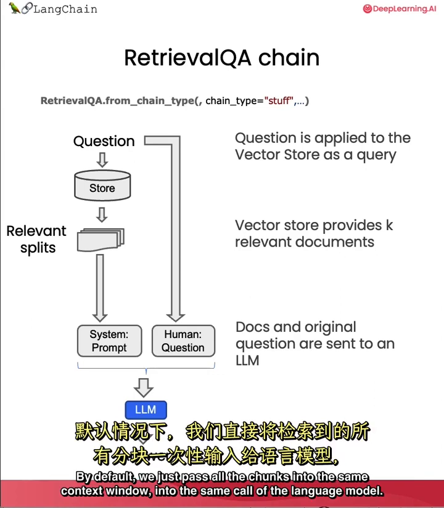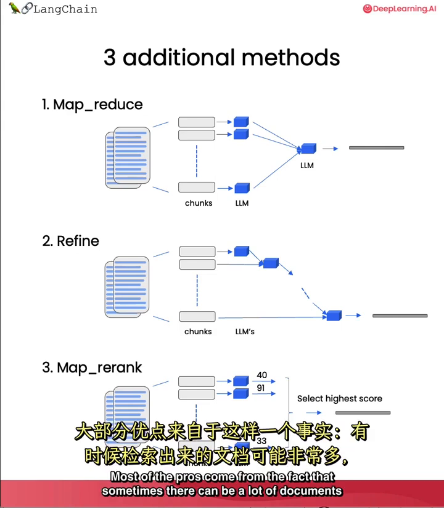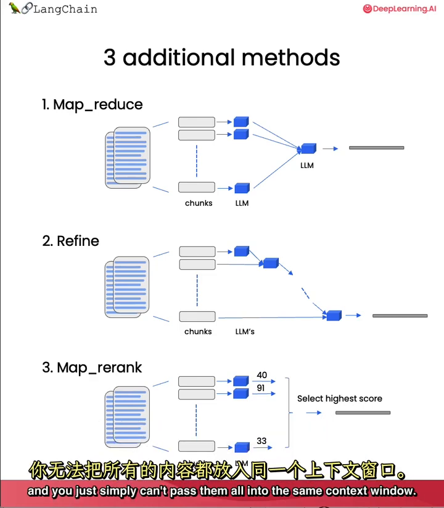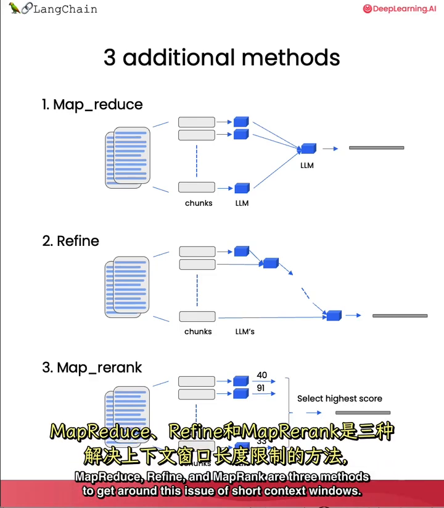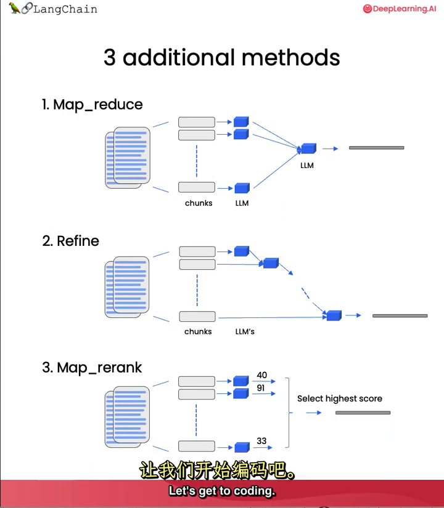By default, we just pass all the chunks into the same context window, into the same call of the language model. However, there are a few different methods we can use that have pros and cons to that. Most of the pros come from the fact that sometimes there can be a lot of documents and you simply can't pass them all into the same context window. MapReduce, Refine, and MapRerank are three methods to get around this issue of short context windows. And we'll cover a few of them in the lesson today. Let's get to coding.